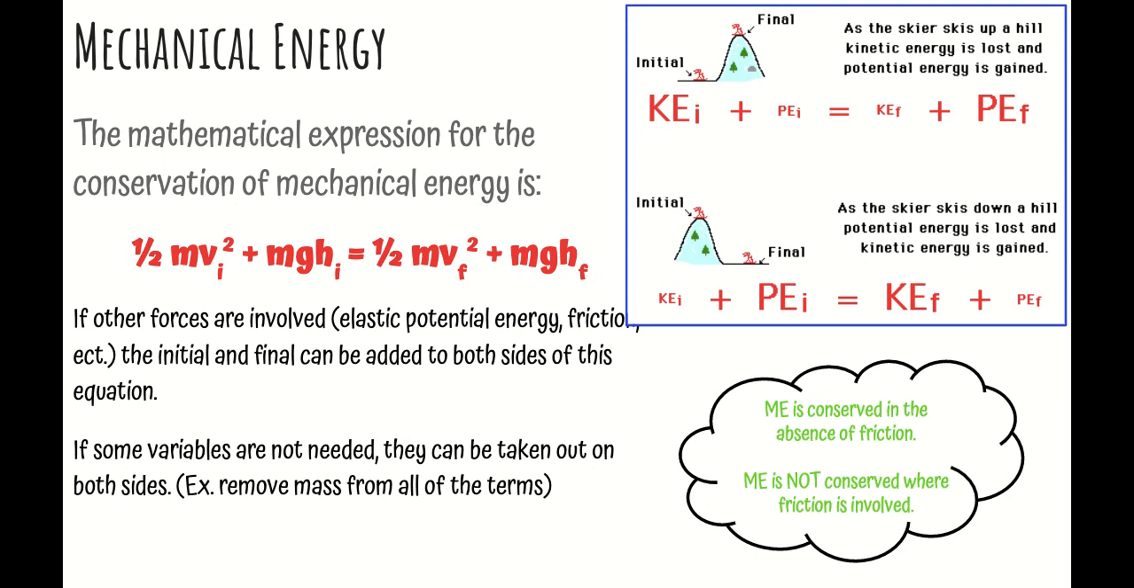Up in this top corner, we have a diagram of a skier skiing up a hill. It shows where the kinetic energy is lost and potential energy is gained, and that's represented by the size of the values there. So just another example. Again, to summarize, mechanical energy is conserved in the absence of friction, and mechanical energy is not conserved where friction is involved.